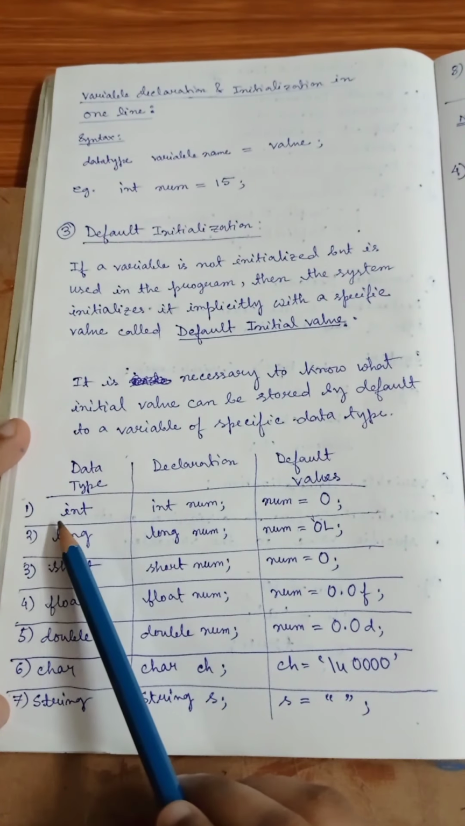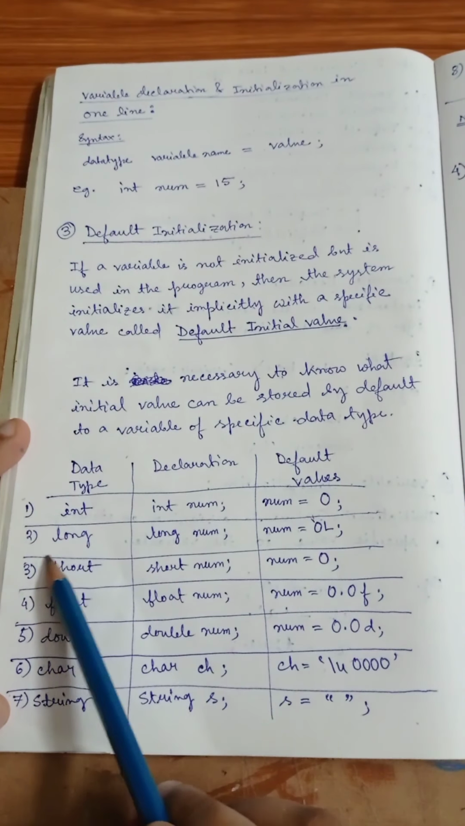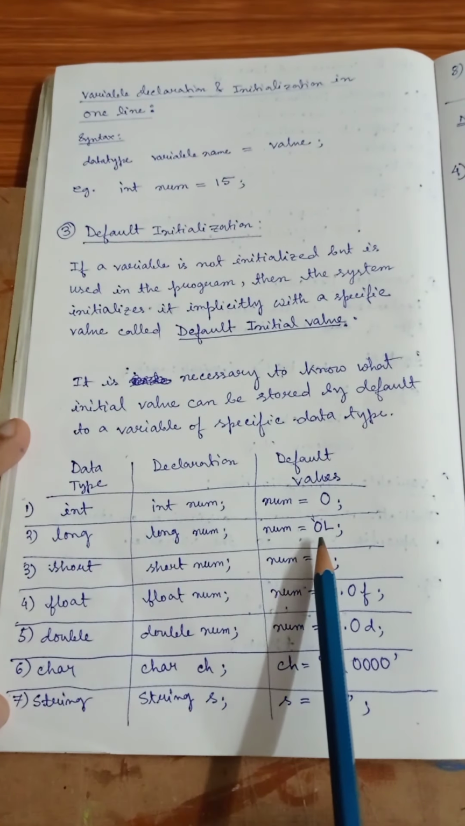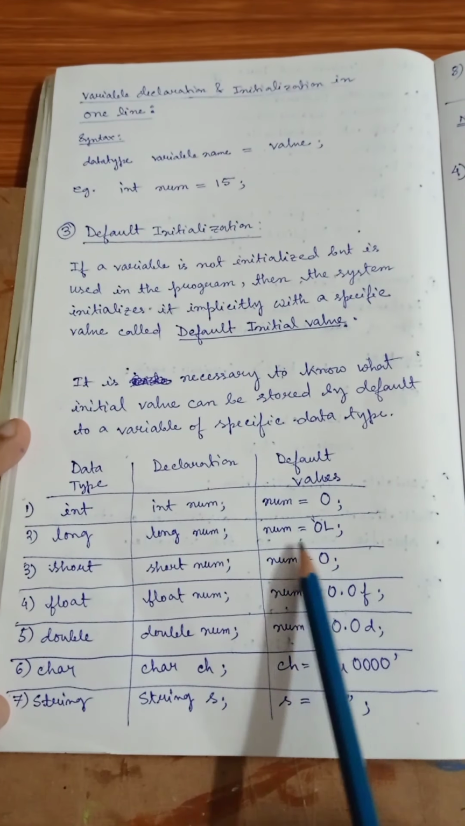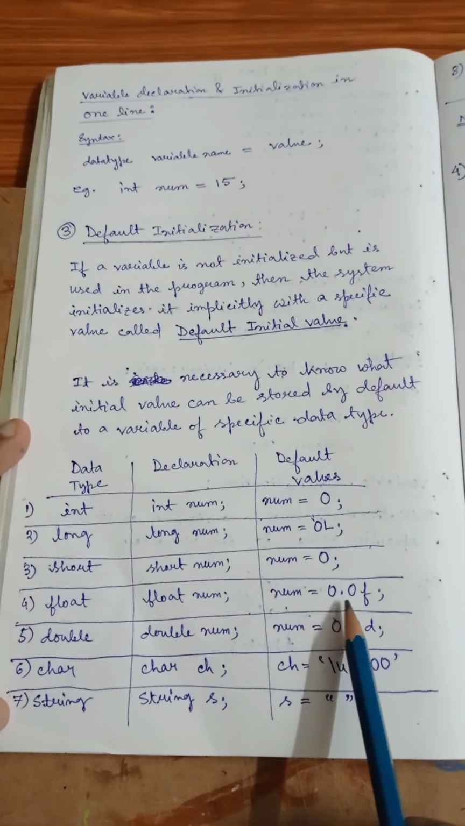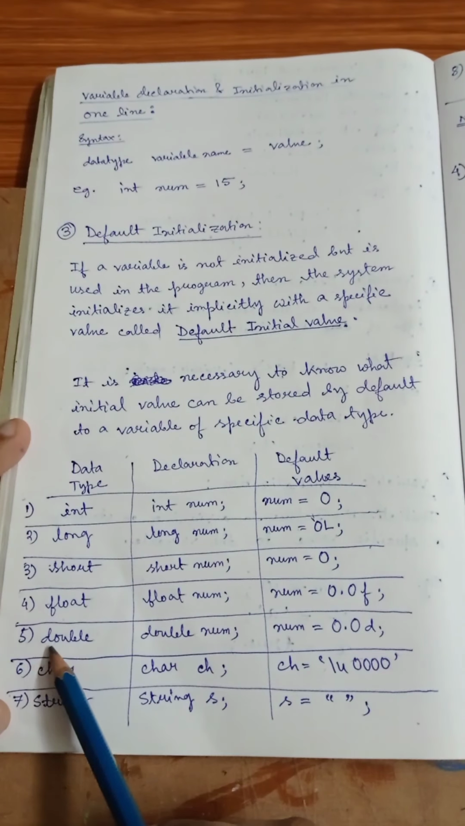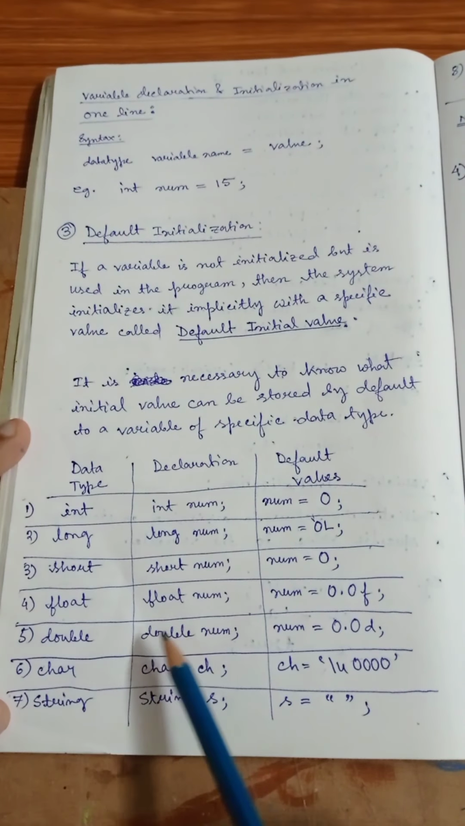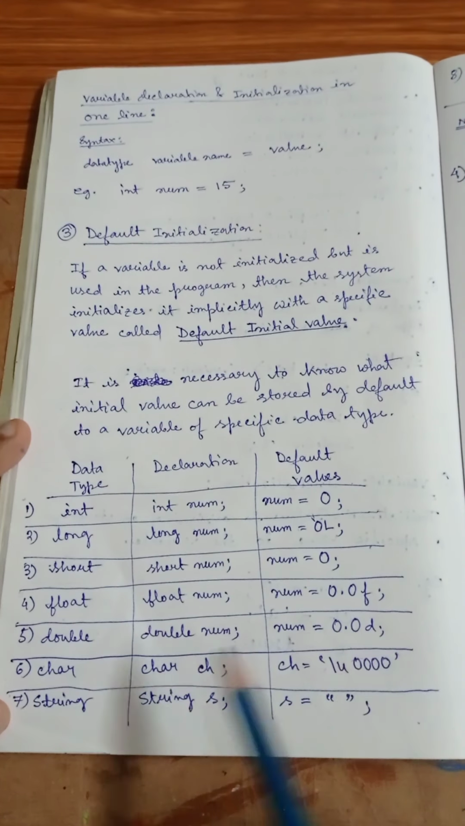For an integer variable, the default value is 0. For a long variable, the default value is 0L. For a short variable, the default value is 0. For float, the default value is 0.0f, small f or capital F. Next, double. In case of double, the default initial value is 0.0.